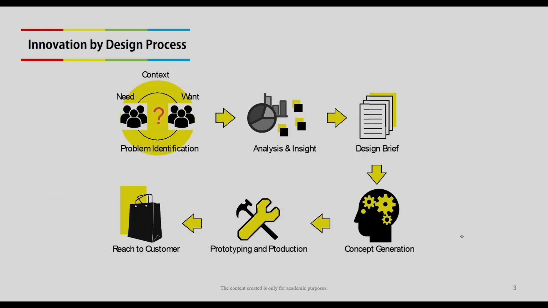Now let us discuss the innovation by design process. Innovation by design process starts with problem identification. Using different methods, the problem has to be identified, then it goes to the analysis and insight phase, where the nature of the problem has to be analyzed. We have to identify why it is happening, the root cause of the problem, where it is happening, the context, and when it is happening, the time.